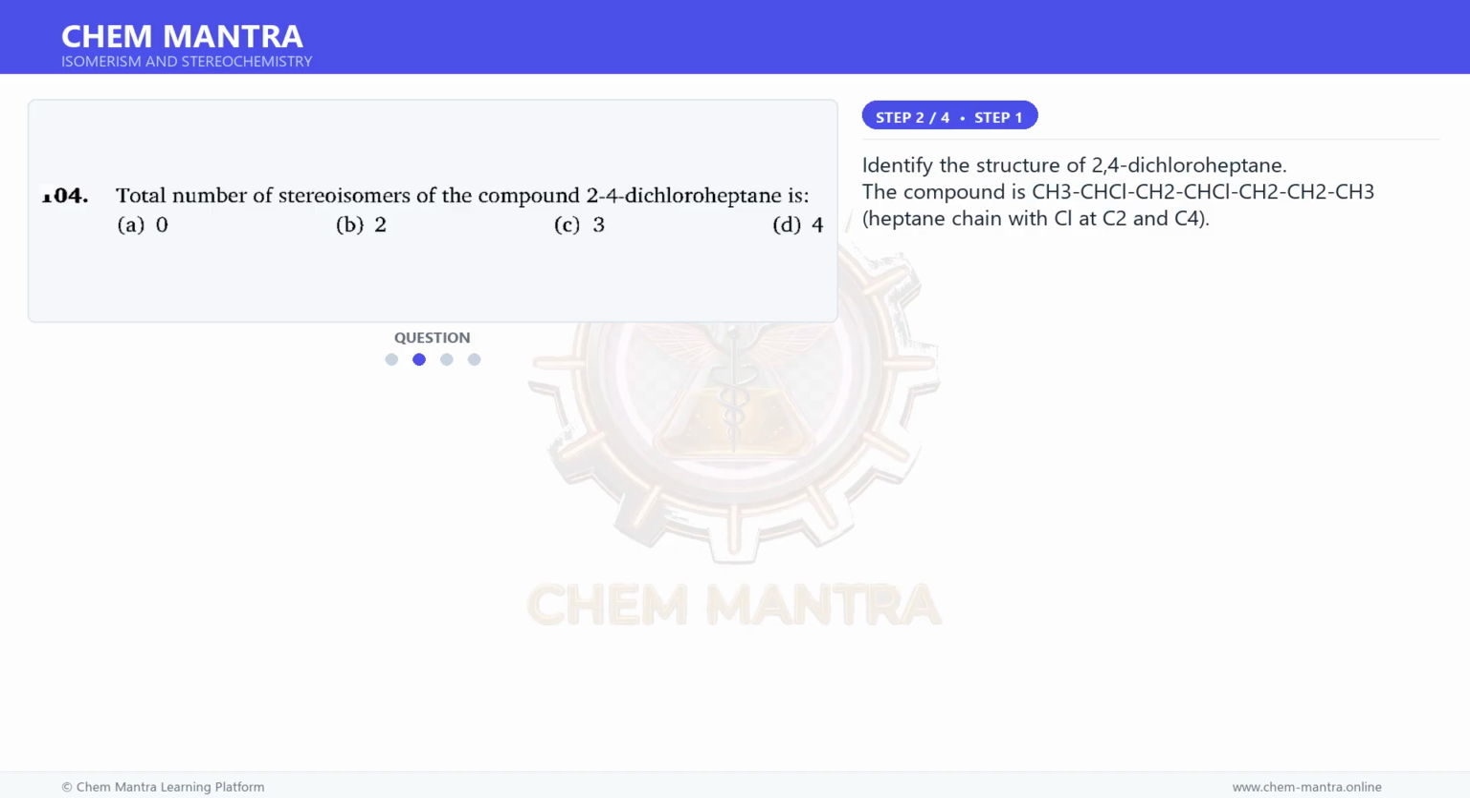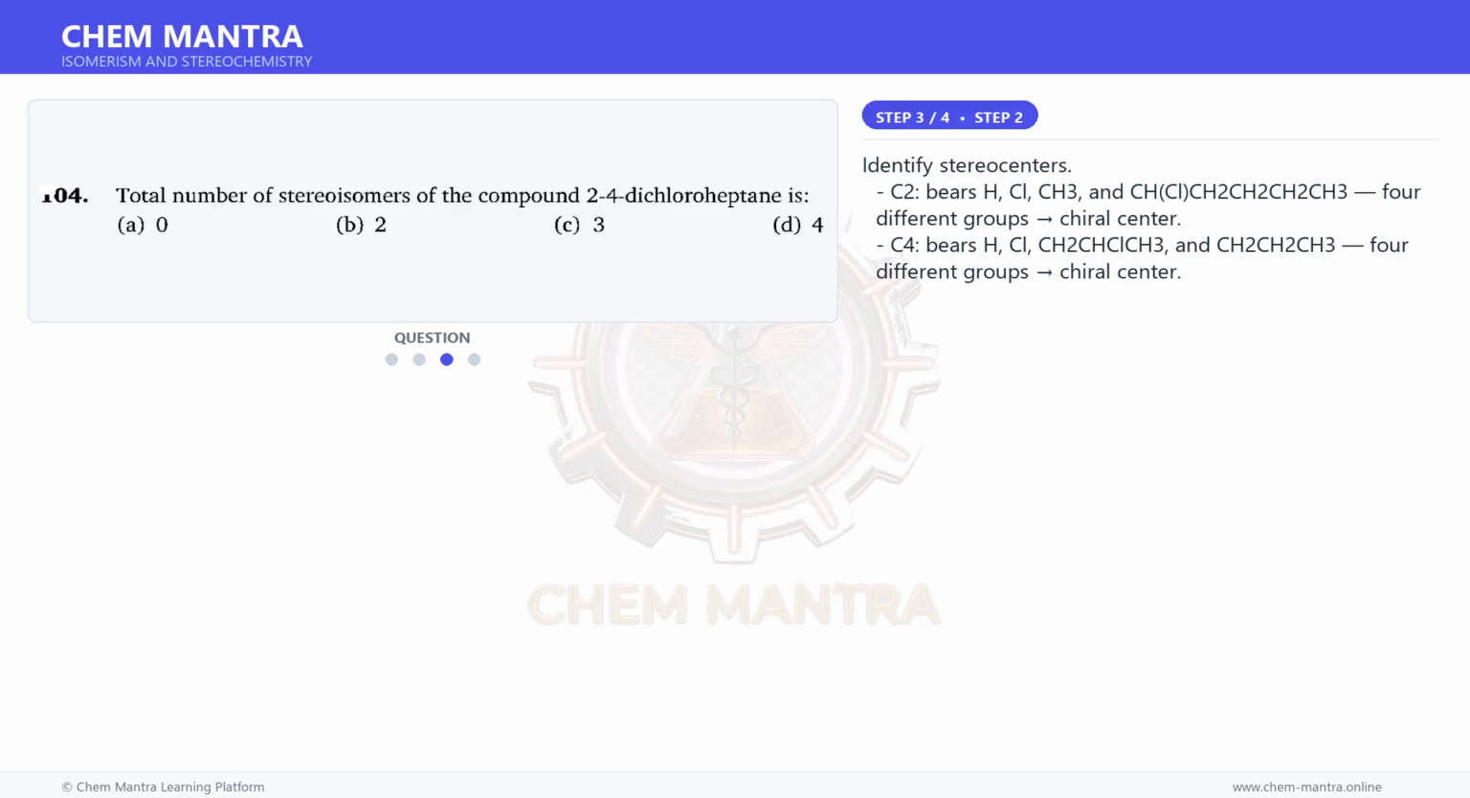Identify the structure of 2,4-dichloroheptane. The compound is CH3, CHCl, CH2, CHCl, CH2, CH2, CH3, a heptane chain with Cl at C2 and C4. Moving on to the next step.